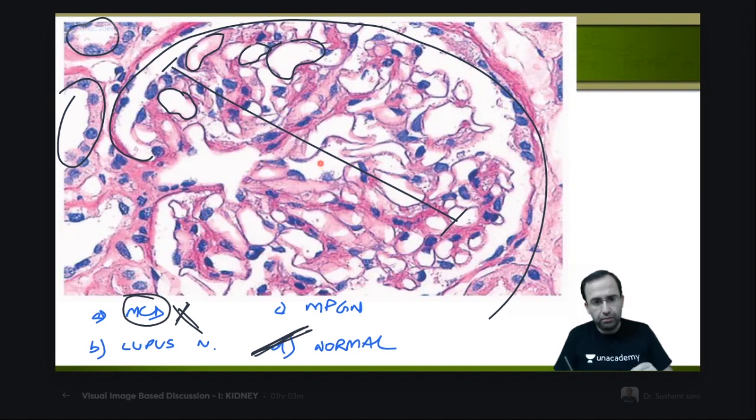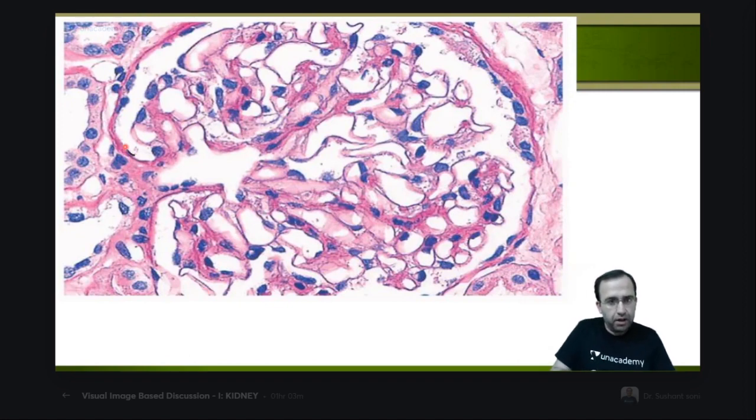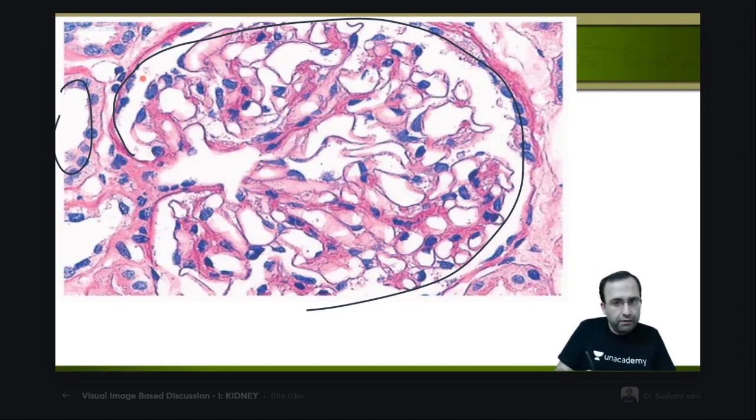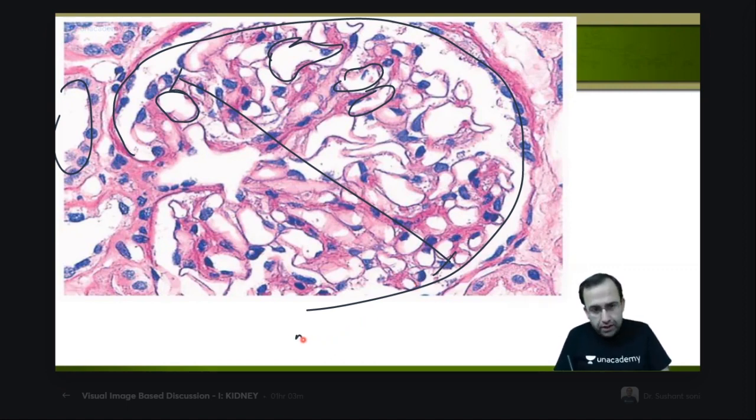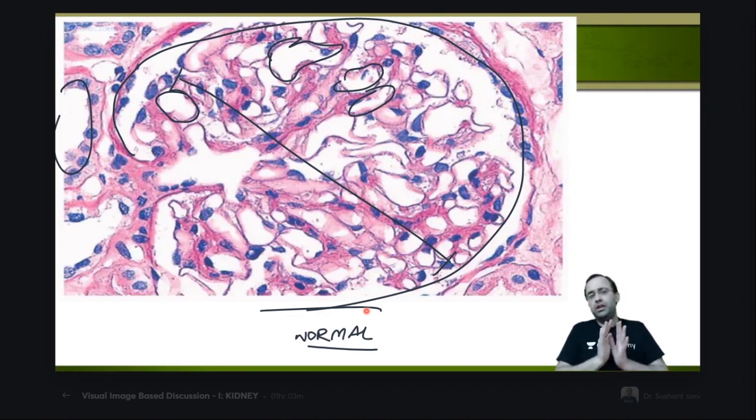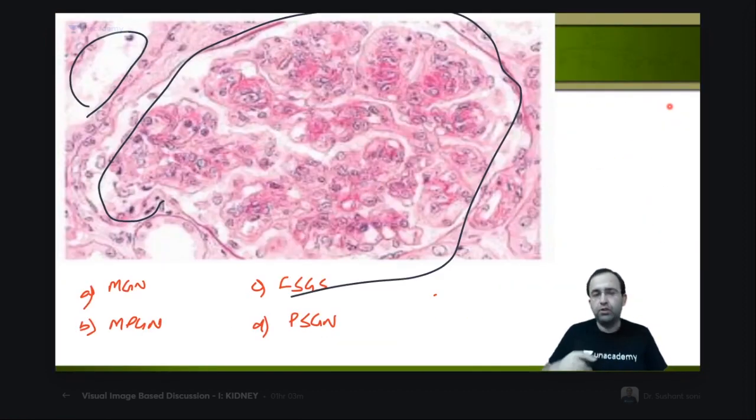Have a look at normal first. Let me erase everything. This was a nice normal glomerulus. This was a glomerulus with renal tubule on the side, in which the capillaries have a nice open patent lumen. The capillaries have an open lumen, and they are well spread apart in the whole glomerulus. This was a nice normal glomerulus. Versus, have a look at this now. This is abnormal. How do I know that? Because the capillaries, let me again come to this.